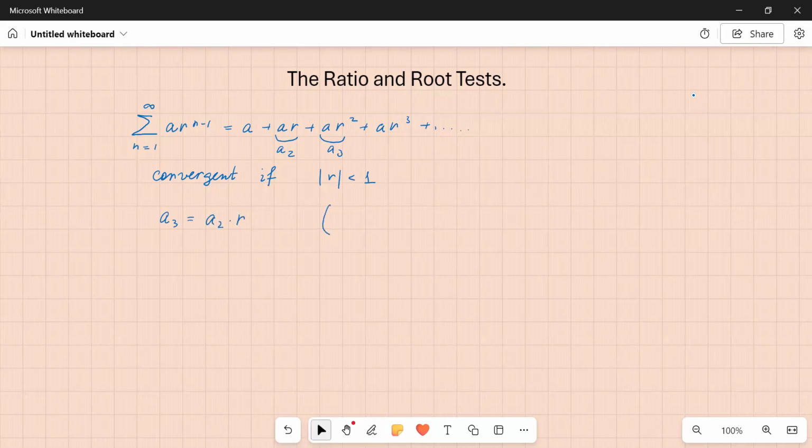I'm going to put in parentheses a more general expression: term n plus 1 equals term n multiplied by the ratio, right? From there we can calculate the ratio by dividing a3 over a2. In the general case, we calculate the ratio by dividing a(n+1), the next term, over the previous term, a(n). So we know that if the ratio is less than 1, the series is convergent.